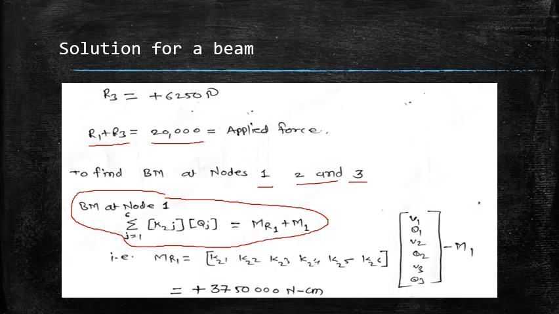This row can be used to calculate the bending moment. This M1 stands for directly applied moment, pure moment which are externally applied, and this MR1 is a reaction moment, right? So this MR1, this reaction moment comes out to be plus 3750 Newton centimeters. So if you know how to calculate reactions in the elimination approach, you can easily understand how I have written these equations.